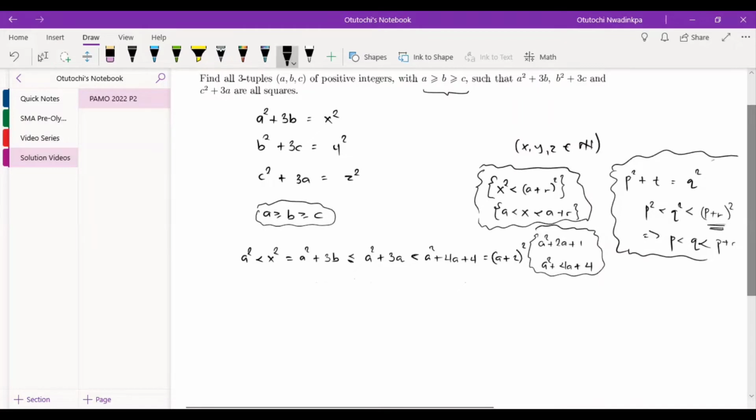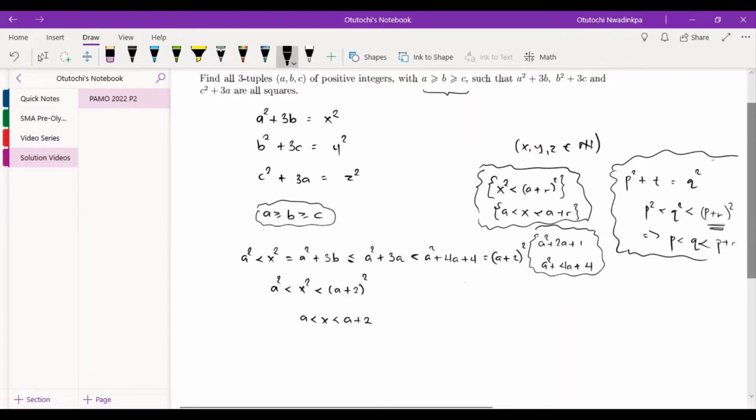The inequality I was looking for was that we have a squared is less than x squared, which is in turn less than a plus 2 squared. Now this is a very nice inequality to have, because they are all positive integers there, right? So this forces a to be less than x less than a plus 2.